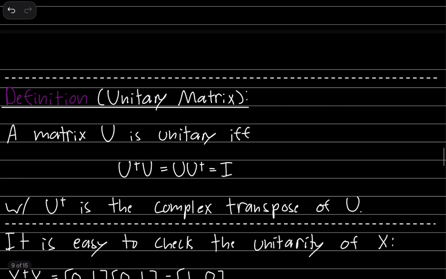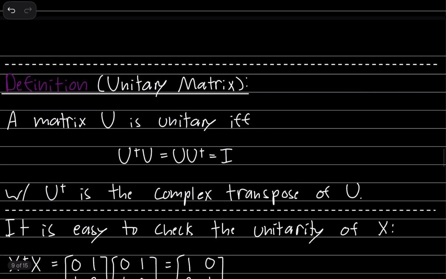So here's the definition of unitary. A matrix U is unitary if and only if U dagger U equals U U dagger equals I. So this is just the identity matrix, right? Where U dagger is the complex transpose of U. Or, just for completeness, this also extends to operators.